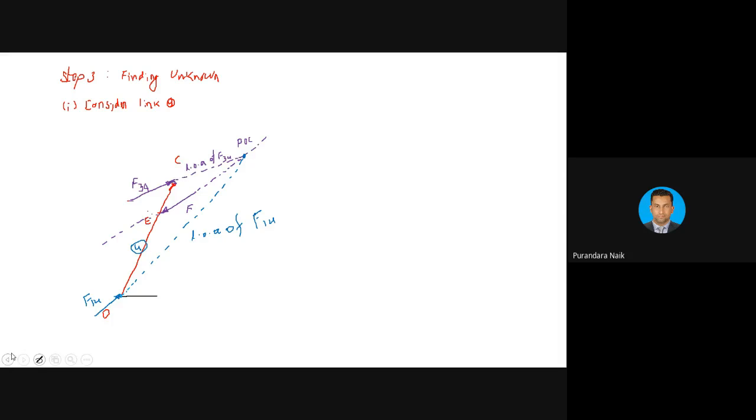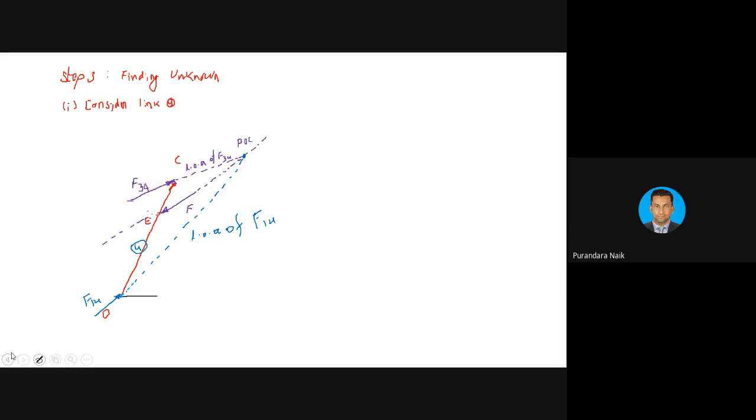Now, write down below this. Link number 4 is a 3-force member. Full stop. For static equilibrium, F34, F and F14 must be concurrent. Must be concurrent. Next line.